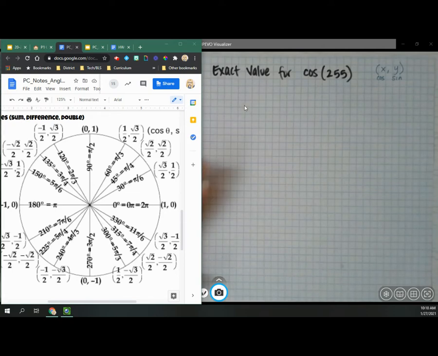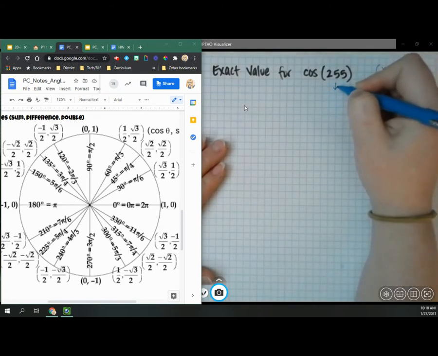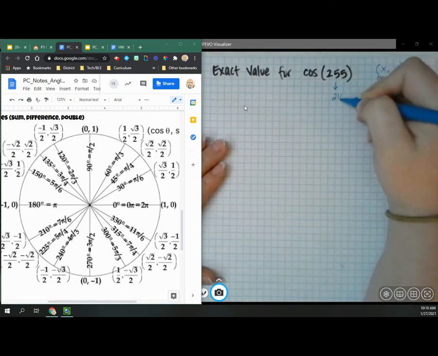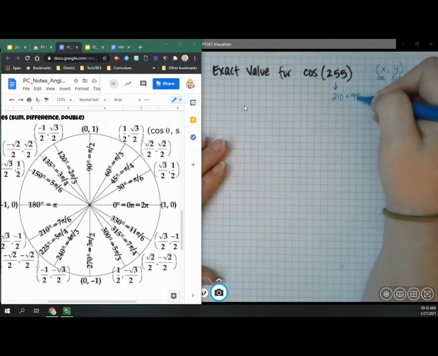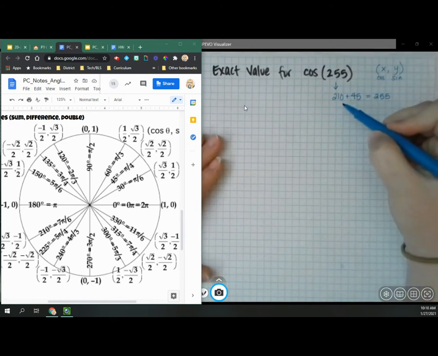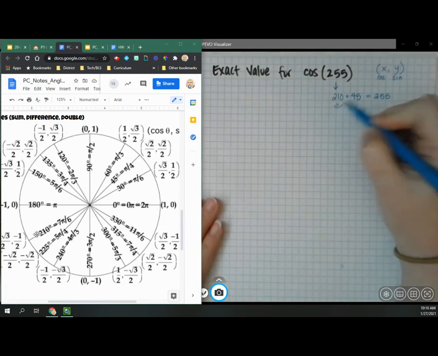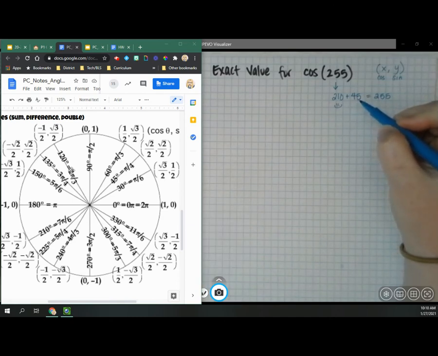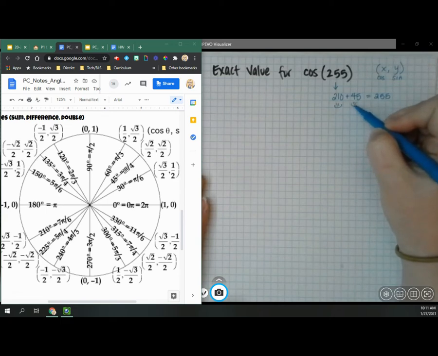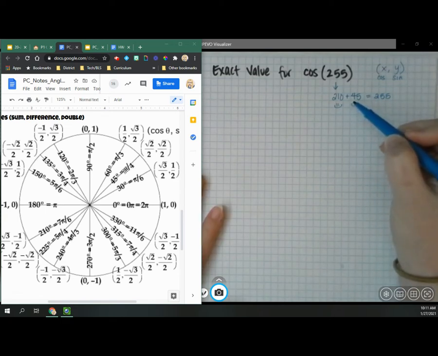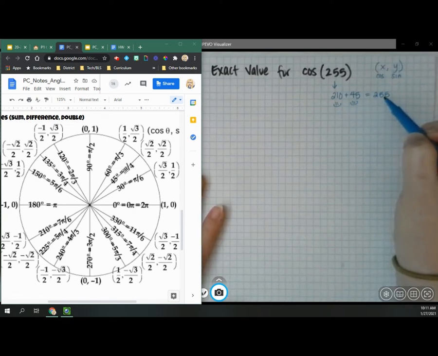So for example, in order to make 255, I could do 210 plus 45 degrees. That makes 255. Well, let's verify. 210, yes, is on the unit circle. It's in quadrant 3. 45 degrees is also on the unit circle. It's in the first quadrant.